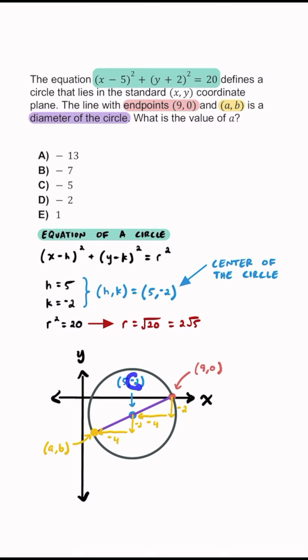So if the y coordinate of the center is at negative 2 and we're going down 2 units, that must mean that this b value must be equal to negative 4. So I'm going to go ahead and put that in first. And then if our x value of the center is going to be 5 and we're moving 4 units to the left, that's going to bring us to a new x value of positive 1. So when we're being asked for the value for a, we should go with E.